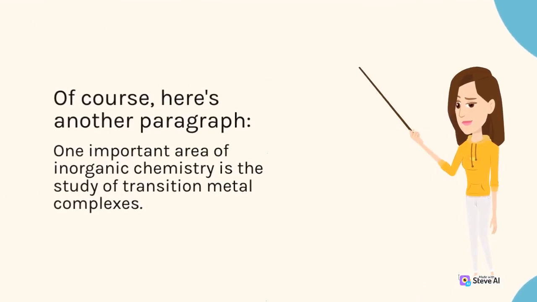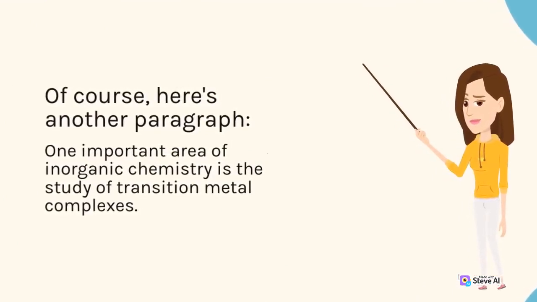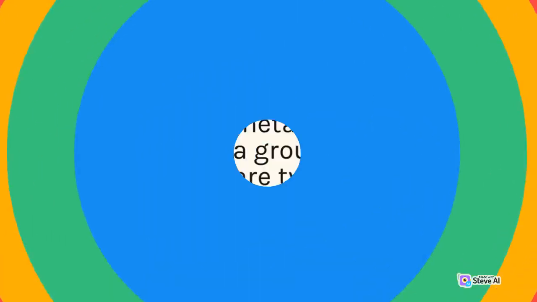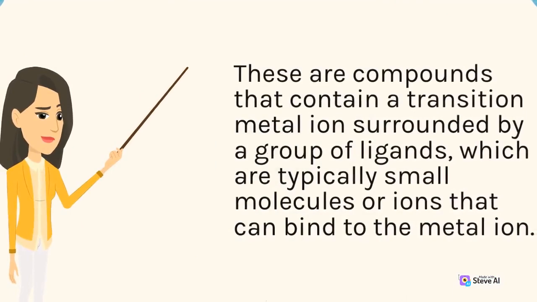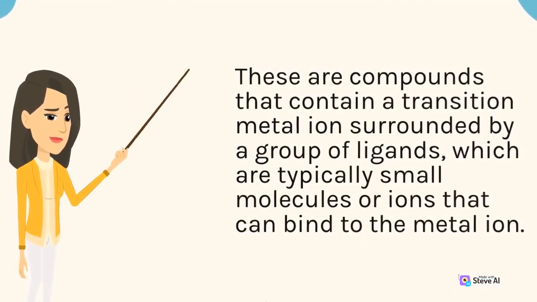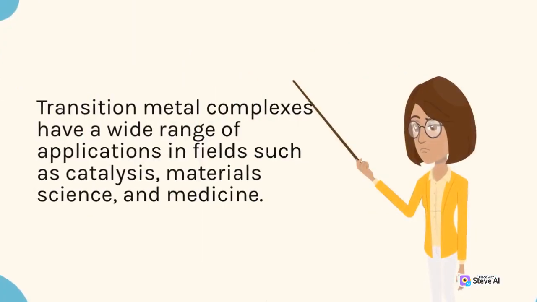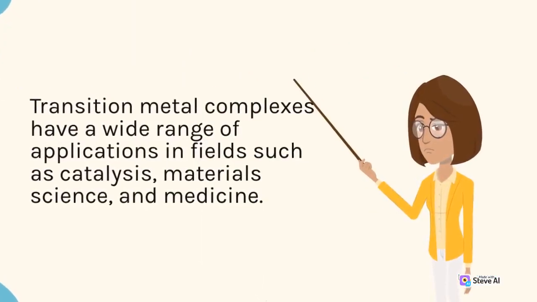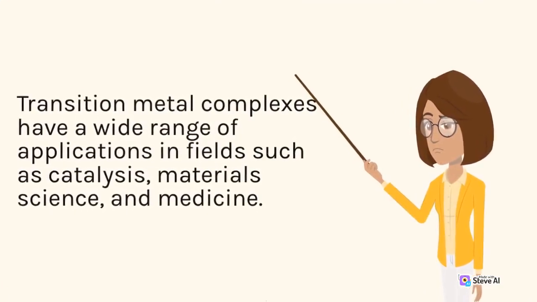One important area of inorganic chemistry is the study of transition metal complexes. These are compounds that contain a transition metal ion surrounded by a group of ligands, which are typically small molecules or ions that can bind to the metal ion. Transition metal complexes have a wide range of applications in fields such as catalysis, materials science, and medicine.